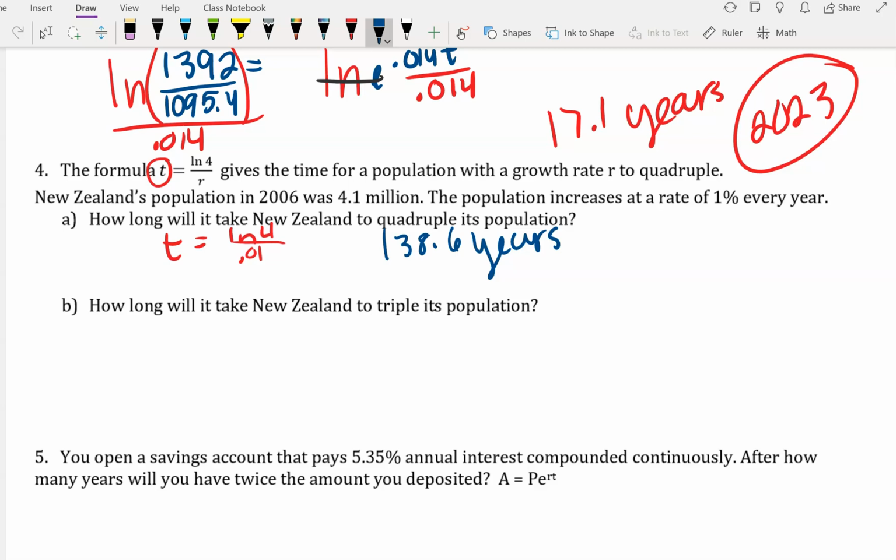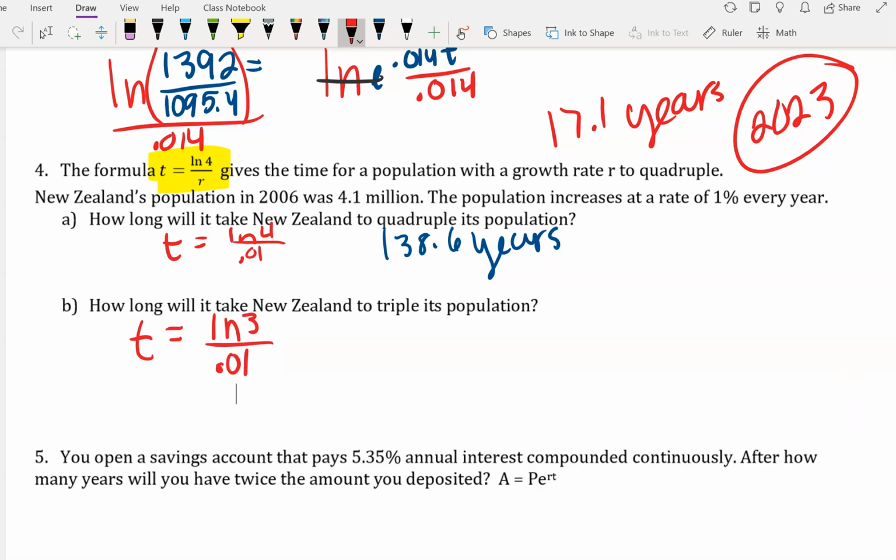How long will it take New Zealand to triple its population? Well, a couple ways we can go about doing this, but because we're a little low on time, I'll just give a little insight here. The reason that this was the quadruple formula is because we have natural log of 4 there. We want the population to triple. It's going to be, instead of natural log of 4, natural log of 3.